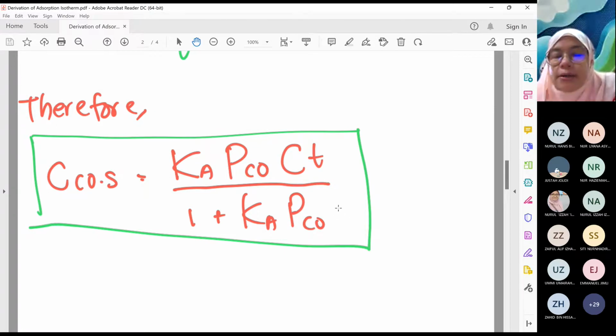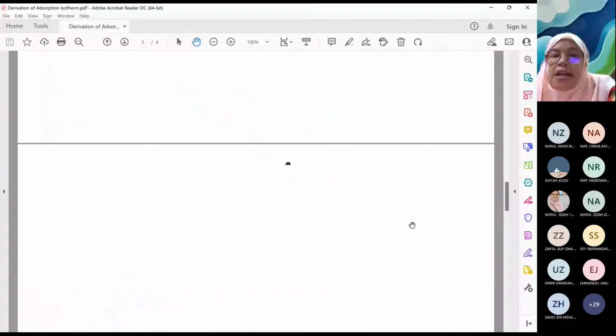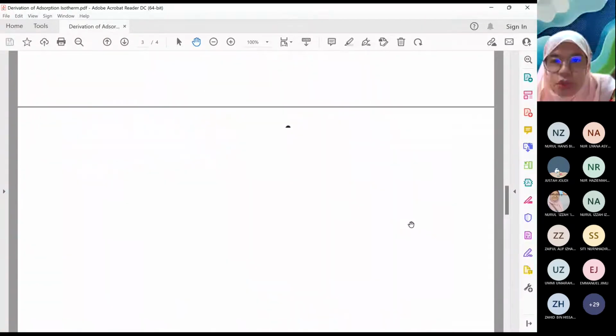When the reactant adsorbs as a molecule, ataupun molecular adsorption or non-dissociative adsorption. Okay, and then next, saya tak perlu tunjuk nota lah.